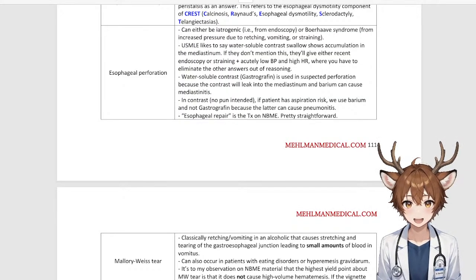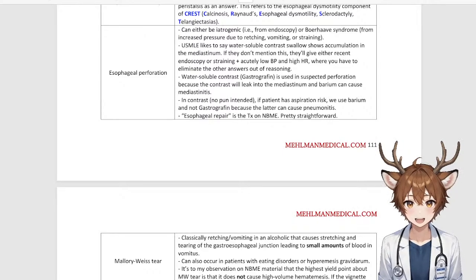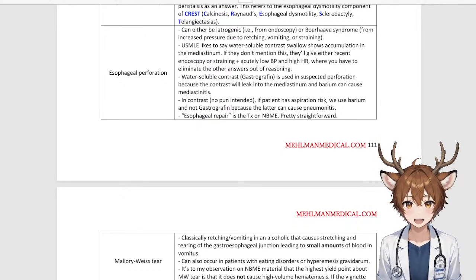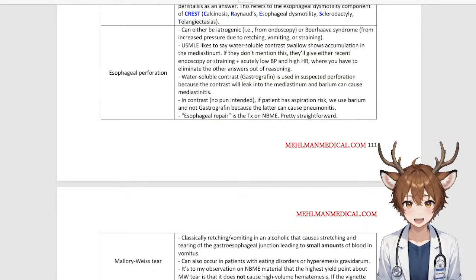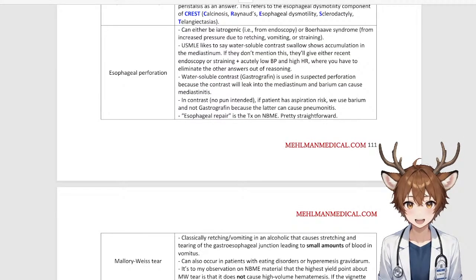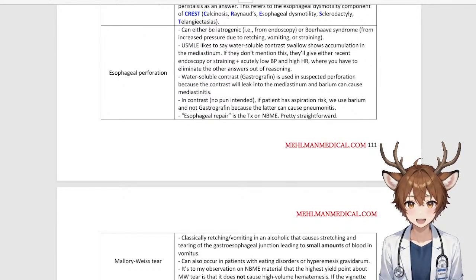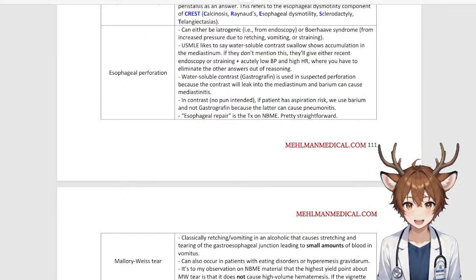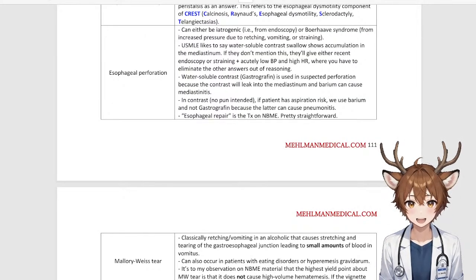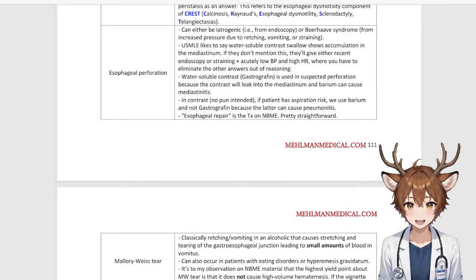where you have to eliminate the other answers out of reasoning. Water-soluble contrast like gastrografin is used in suspected perforation because the contrast will leak into the mediastinum and barium can cause mediastinitis. In contrast, no pun intended, haha, if the patient has aspiration risk, we use barium and not gastrografin because the latter can cause pneumonitis.